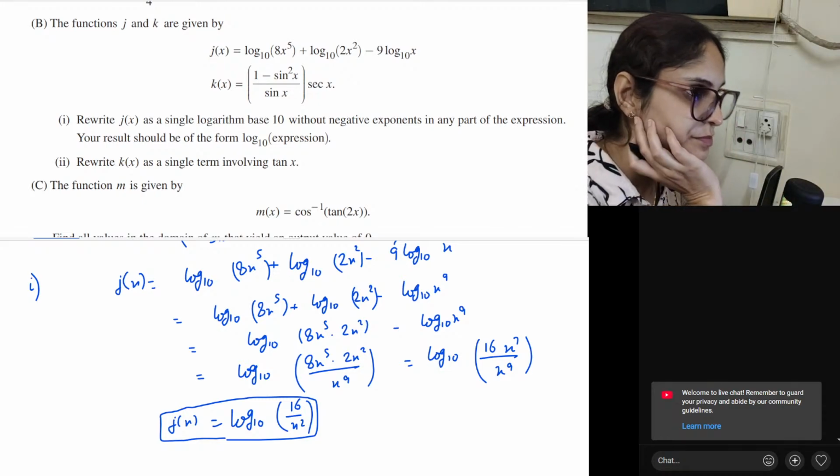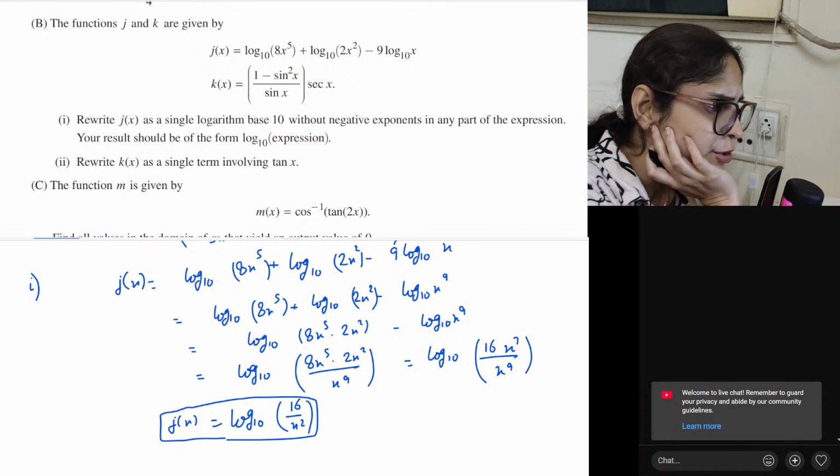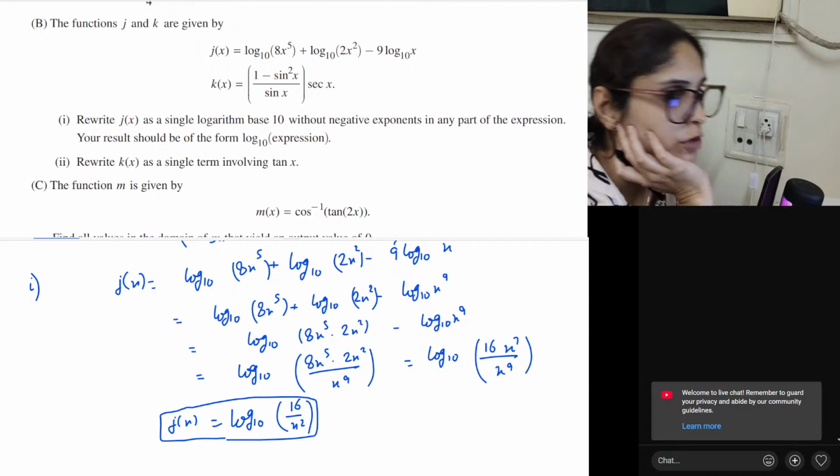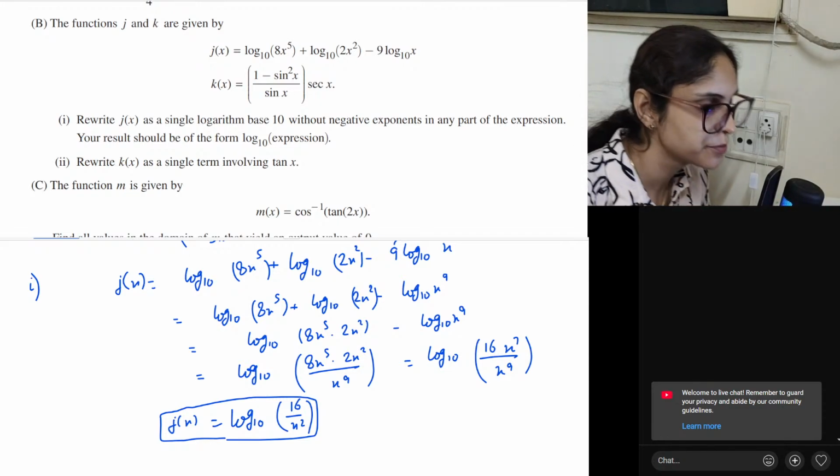Now in the second part, you want to rewrite k of x as a single term involving 10x. Okay, let's do that.